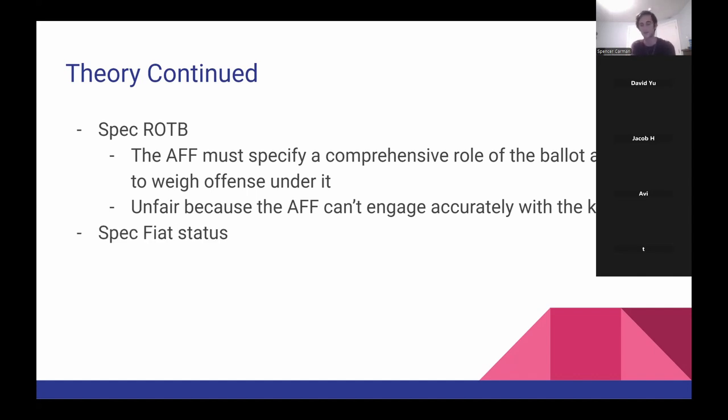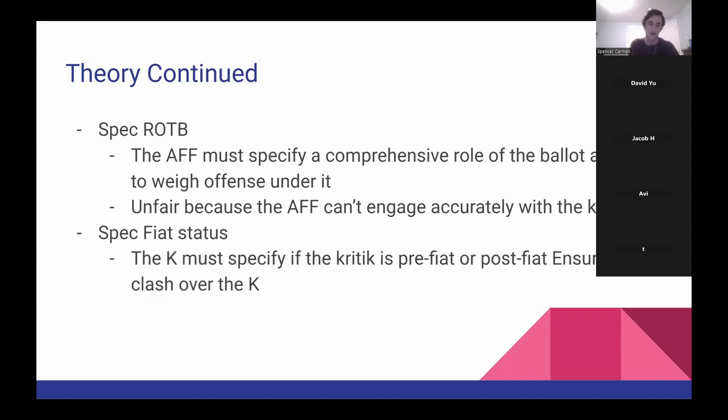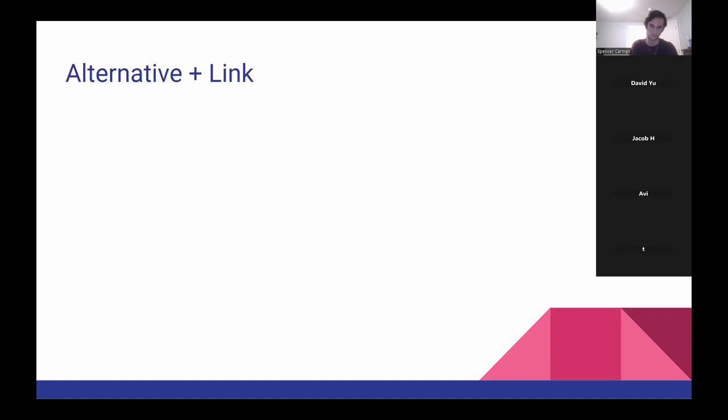I don't think this shell is very good, but some people were reading it this year. So basically it just says that the K must specify if the critique is pre-fiat or post-fiat, which ensures good clash over the critique because the affirmative knows if they're being critiqued on a pre-fiat or a post-fiat level. All right, next is the alternative and the link.